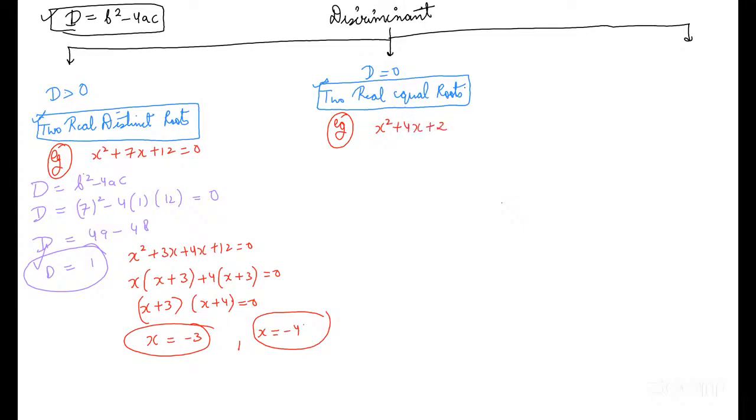So for example, it will become x square plus 4x plus 4. This is the equation. So we'll find D first. We know that D is equal to b square minus 4ac. So D is equal to b, which is basically 4 square.